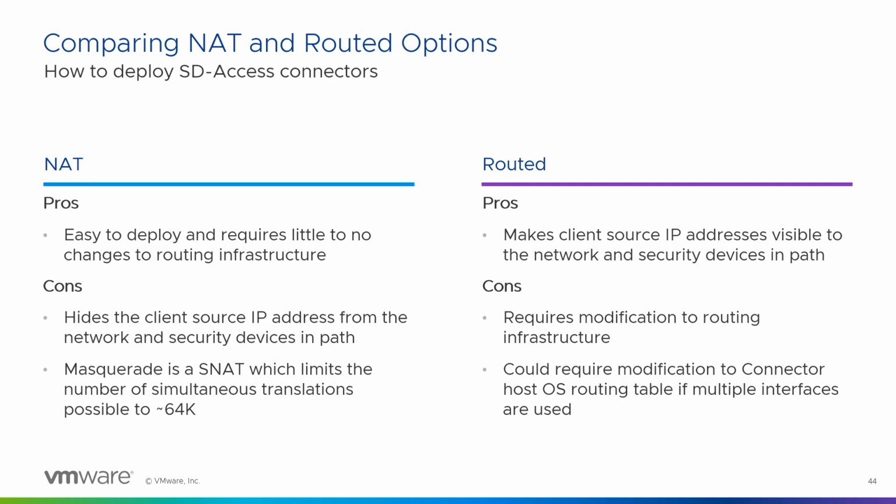So if you needed to break out of that or do something a little bit different, you can do routed, which stops the natting, so we don't have to worry about hiding the source IP. We don't have to worry about the limitations of translations, but you're going to have to do some modifications to your infrastructure. You're going to have to know how to route that traffic back to the connector, wherever it's coming from. And then it could also require some modifications on the connector's host operating system itself.